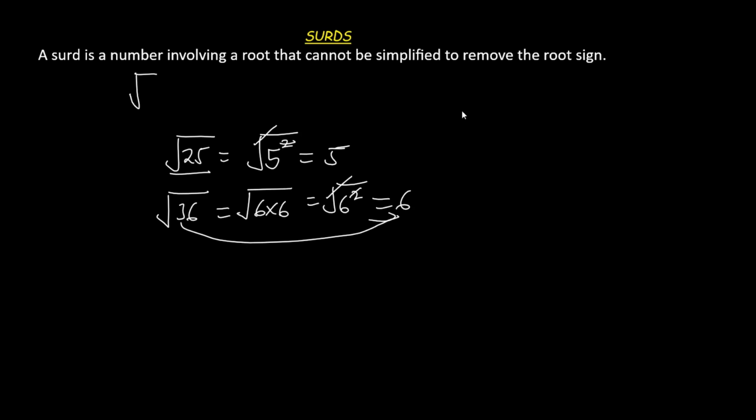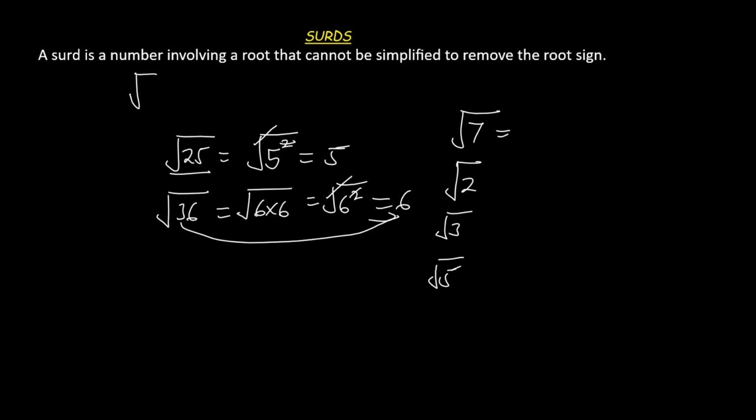But let's consider this one, square root of 7. How do I simplify this one to remove the root sign? Even if I'm able to remove it, I'm not going to get a whole number or a rational number. Therefore root 7 is a surd. The same thing applies to root 2, root 3, root 5, and mostly all prime numbers. Roots of prime numbers will be difficult for you to simplify to get a whole number or a rational number. Therefore these numbers are called surds. So that's why I said a surd is any number that cannot be simplified to remove the root sign.